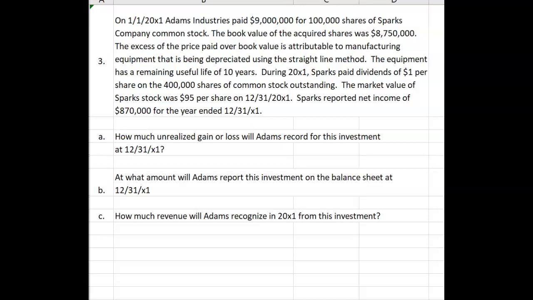During X1, Sparks paid dividends of $1 per share on the 400,000 shares of common stock outstanding throughout the year. The market value of Sparks stock was $95 per share on 12/31/X1. Sparks reported net income of $870,000 for the year ended X1. How much unrealized gain or loss will Adams record for this investment at 12/31/X1?